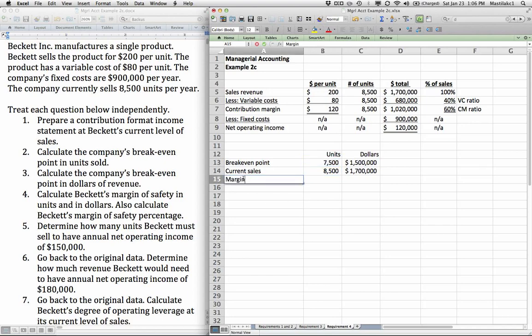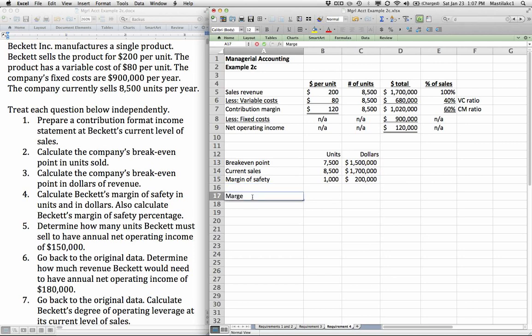And so our margin of safety is simply the difference. 1,000 units or $200,000. All right, so that's the margin of safety.